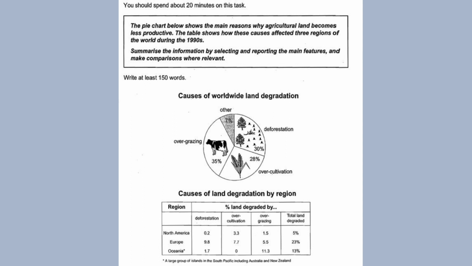This question type is a two-graph question, so meaning that you may be given two graphs in one question and you need to make sure you are able to summarize the main ideas and then compare them both in your summary. So this question here asks, the pie chart below shows the main reasons why agricultural land becomes less productive. The table shows how these causes affected 3 regions of the world during the 1990s. Summarize the information by selecting and reporting the main features and make comparisons where relevant.